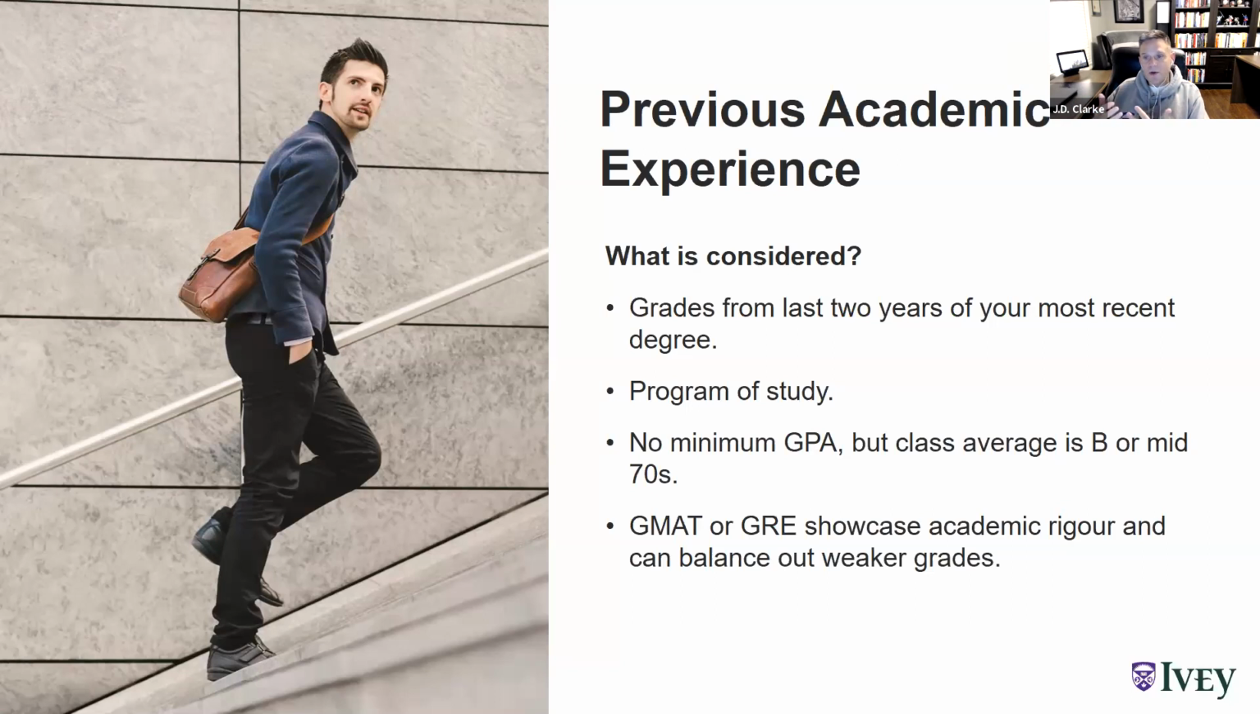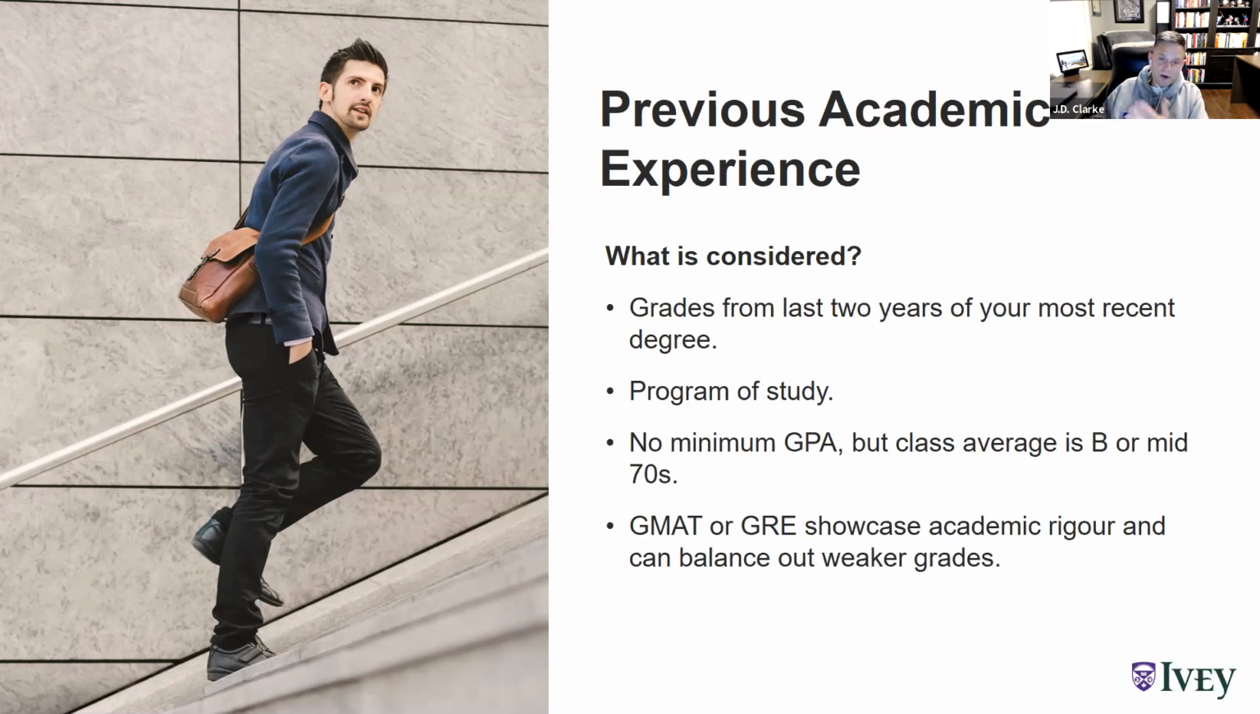We always get questions, what do we consider in your grades? And we look at your last 2 years of your most recent degree. So that's how we do it. Again, no minimum GPA, but the class average is B or mid 70s, so 75 to 78. We also consider the program of study, and I'll use myself as an example. I did a history degree. I had no quantitative courses in my undergraduate degree studies. So there was much more emphasis on the quantitative portion of my GMAT. If you're coming from an engineering background, we put less emphasis on the quantitative part of the GMAT, and maybe look more at the verbal. But again, the key thing is don't worry if you have poor grades, you can compensate for that by writing a strong GMAT.